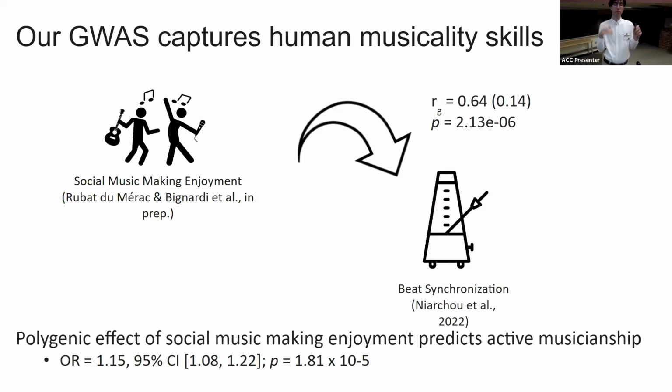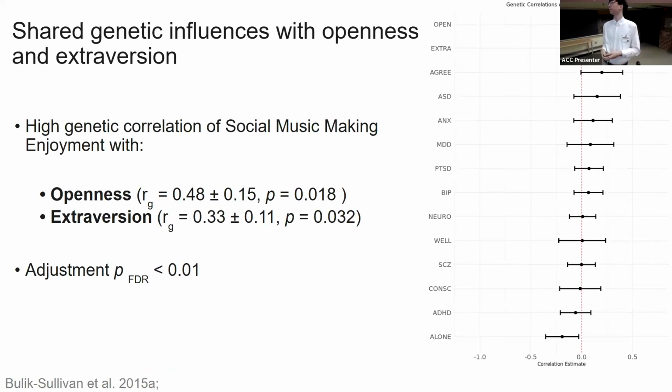We also found that in BioView, we managed previously to identify musicians through the medical notes. So we searched for keywords like guitar, piano, etc., and managed to identify a set of cases through their electronic health records. And what we found is that if you compare cases for musicianship versus controls, the polygenic score for social music making enjoyment, so your genetic predisposition for it, actually predicts whether you are a musician or not in the direction that we expect, which is really interesting as we're trying to figure out how to validate the signal.